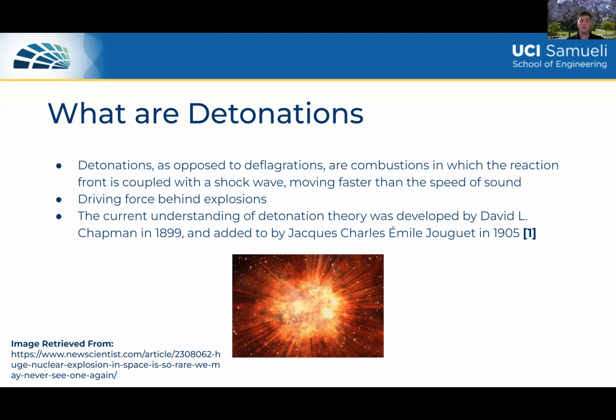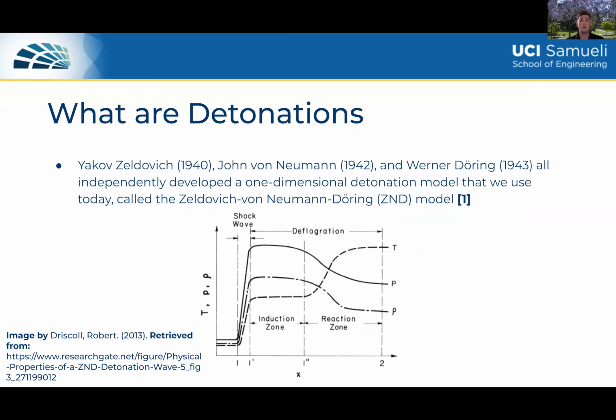Here we have the one-dimensional ZND model, named after Zeldovich, von Neumann, and Doring in the 1940s. Looking at the temperature on this graph gives us a basic overview of the structure of a detonation. Here we have our initial temperatures before the detonation hits the reactants. The temperature then jumps across the shock wave, but nothing has reacted yet in this zone. Then the reaction front hits, the reactants turn into products, and you have your final temperature here.